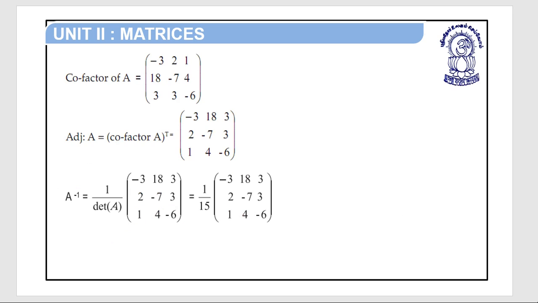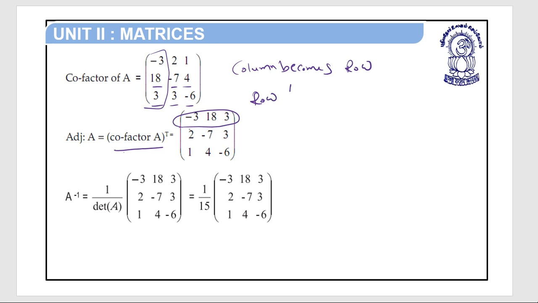You can find them out. The cofactor matrix of A is equal to minus 3, 2, 1, 18 minus 7, 4, 3, 3 minus 6. The adjoint of A is the transpose of the cofactor of A. So row becomes column and column becomes row. Minus 3, 18, 3 column becomes row. 2 minus 7, 3 column becomes row. 1 4 minus 6 column becomes row.